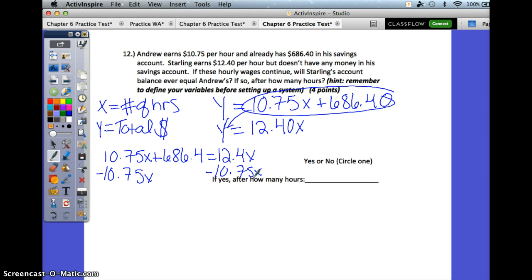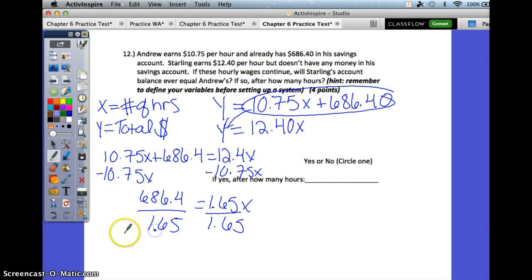12.4 minus 10.75x is going to give you 1.65x equals 686.4. Then math magic happens. When you divide by 1.65, you get 416 equals x. So the answer is yes, they do in 416 hours.